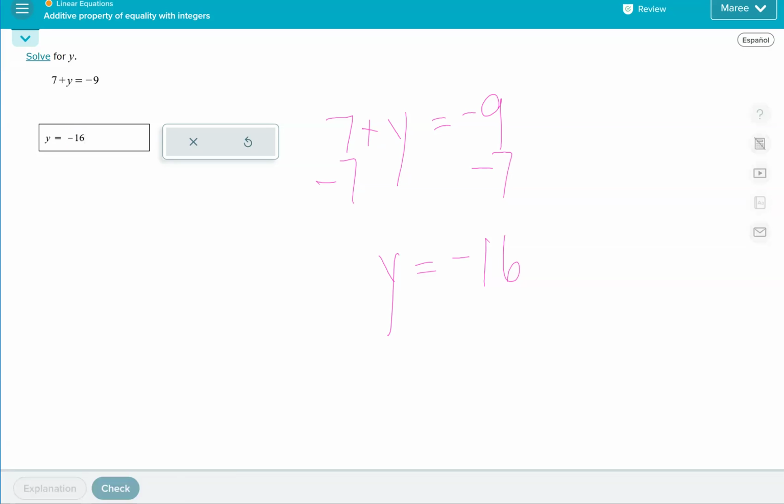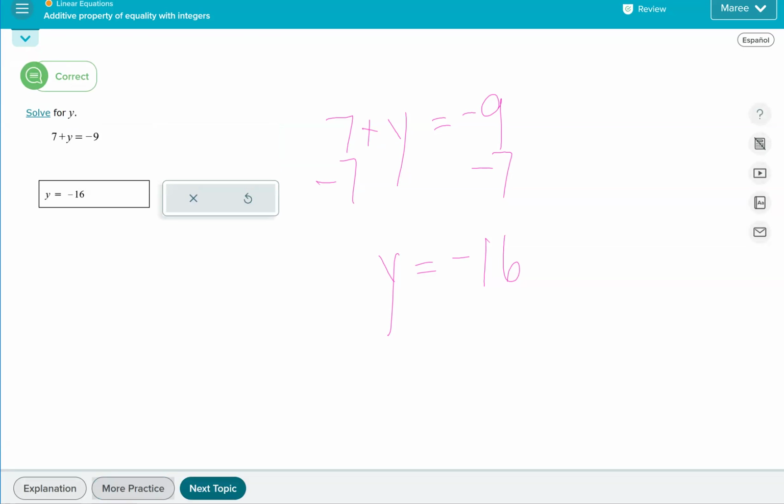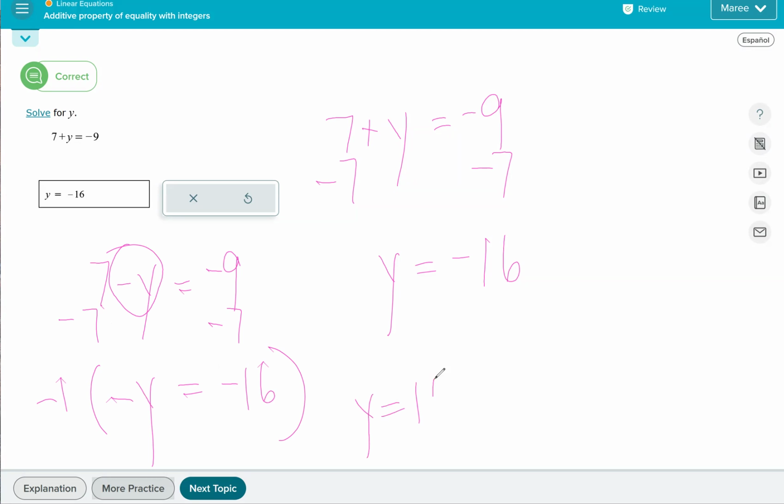Now I'm going to show you, in case they have problems like this, if you had 7 minus y equals negative 9, when you subtract 7 from both sides, you get negative y. You have to remember that this negative sign goes with the y. So that's going to leave negative y equals negative 16. But since we want positive y, we can multiply the whole equation by negative 1. In other words, just change the sign of everything in your equation.